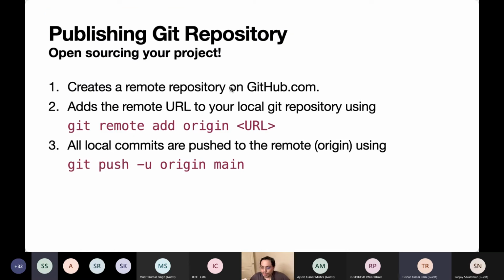Once we press the publish repository button, it creates a remote repository on github.com. It adds the remote URL to the local Git repository using this command. So if you are using command line, this is how it happens in the command line. But in the UI, this is what happens in the backend. All local commits are pushed to the remote, which is the GitHub repository. All the commits that you made locally are now pushed to the GitHub server using git push -u origin main.